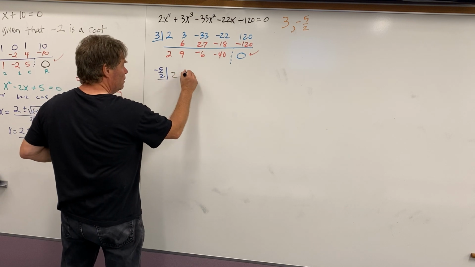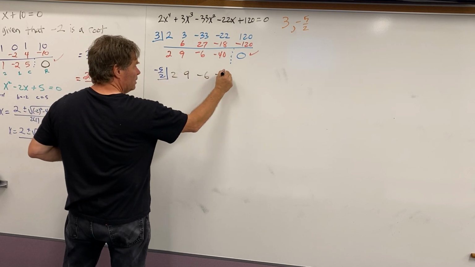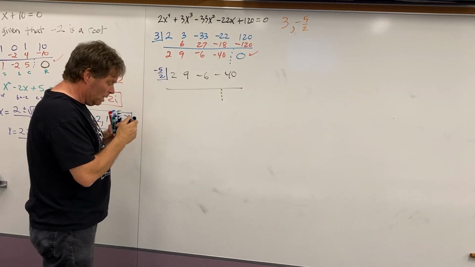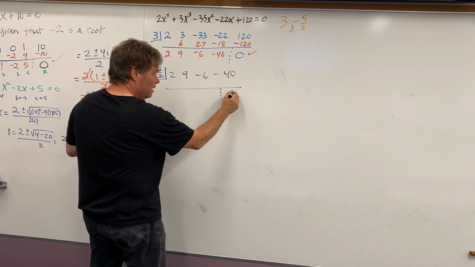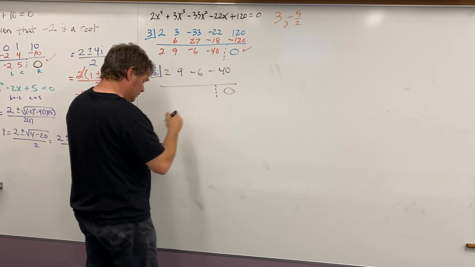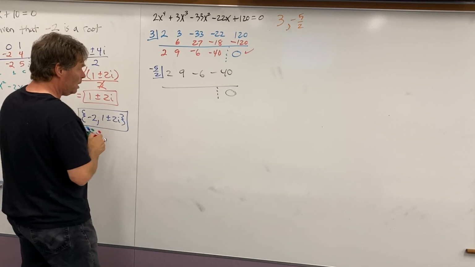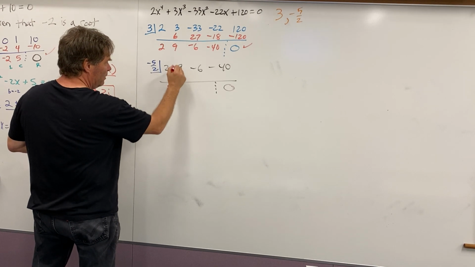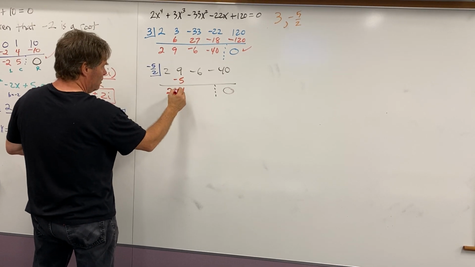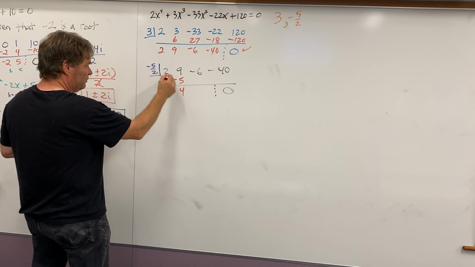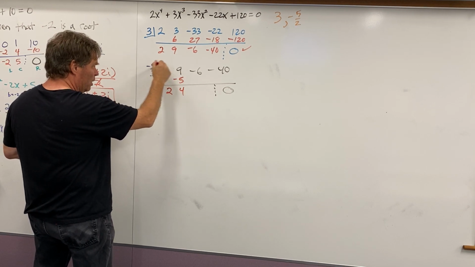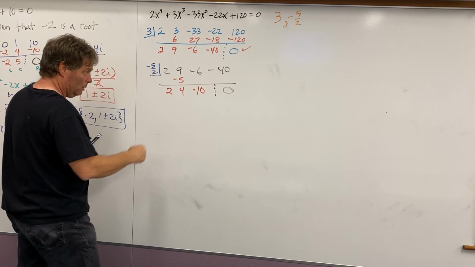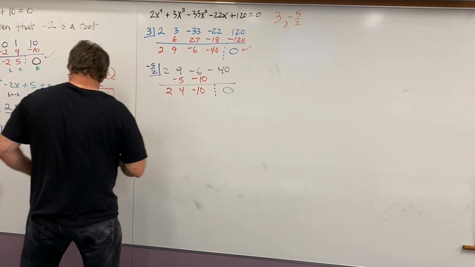So 2, 9, negative 6, negative 40. Now again, because it's a root, this should also give me 0 for an answer here. Let's see if it does. Okay, bring the 2 down below the line. 2 times that's negative 5. That and that is 4. Okay, 4 times 5/2, that's going to be 5 times 4 is 20/2, which is 10. And it's a negative in front of it.